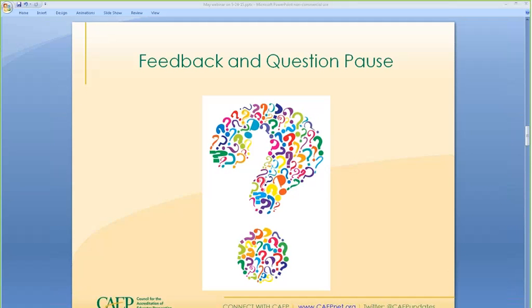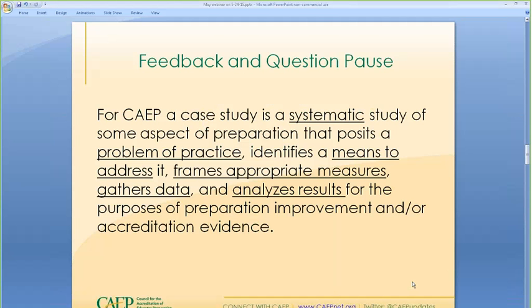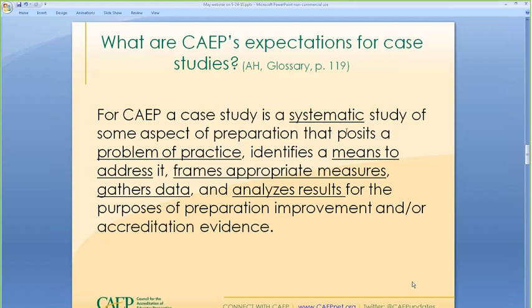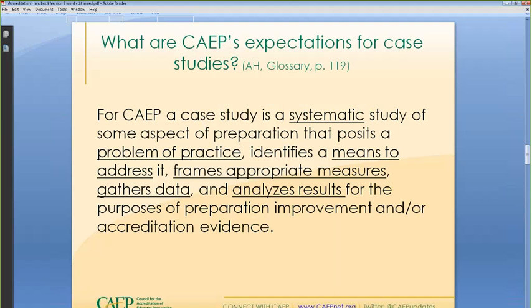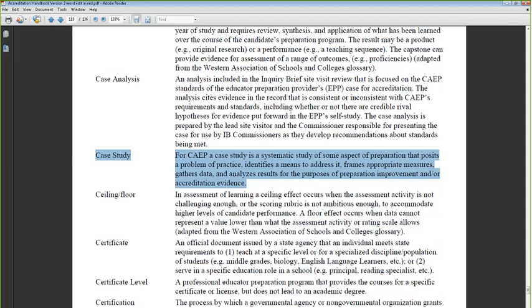So far we've talked about the pros and cons of approaches, and we've talked about where case study can be used or is suggested to be used by CAPE and how they're thinking about case study. So here in the Accreditation Handbook, and I'm giving you my reference right here, Accreditation Handbook Glossary, page 119, and let me pop that right up on your screen for you. There it is, a definition of case study.